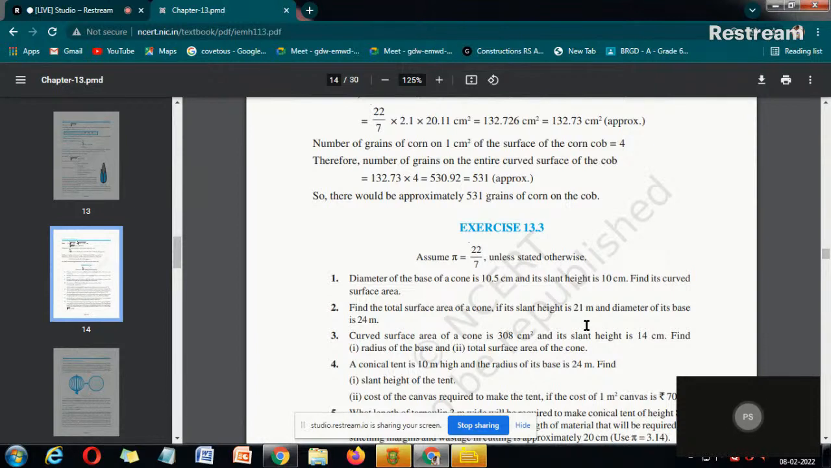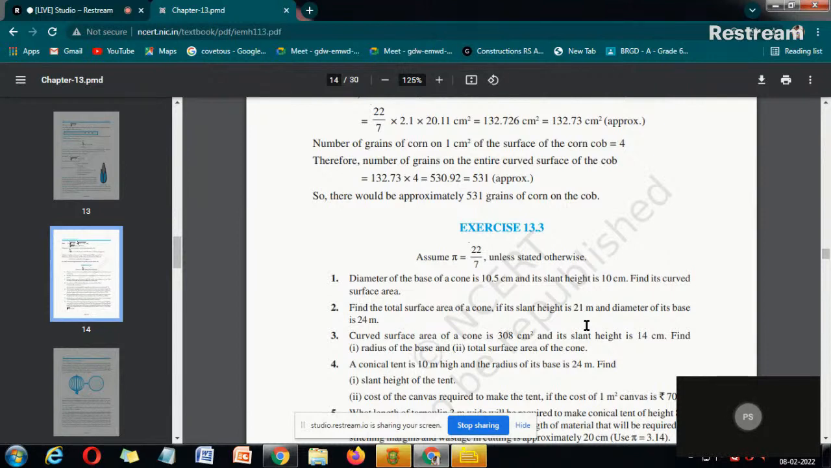Going with our fourth question. What does our fourth question say? A conical tent is 10-meter height and the base radius is 24 meter. They're asking us to find the slant height. So L equals root r square plus h square. Obviously, yes. So L equals r here is 24 square plus h is 10 square.